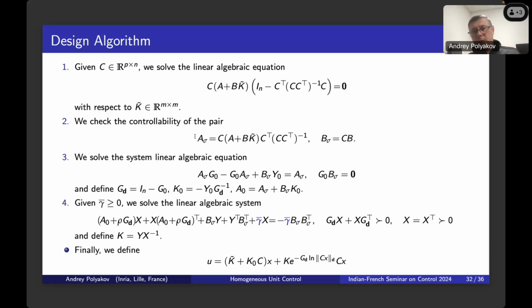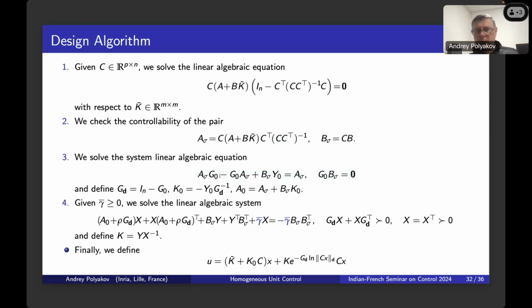So next we check the controllability of this pair. If the output is controllable, then we can design our control. So in fact, controllability is necessary for our design, but it is necessary also for sliding mode design, so we cannot avoid it, right? Next, we solve an algebraic equation, which is always feasible if the pair A sigma, B sigma is controllable, in order to find the gain K0 which homogenizes the system, and in fact also it defines the dilation.